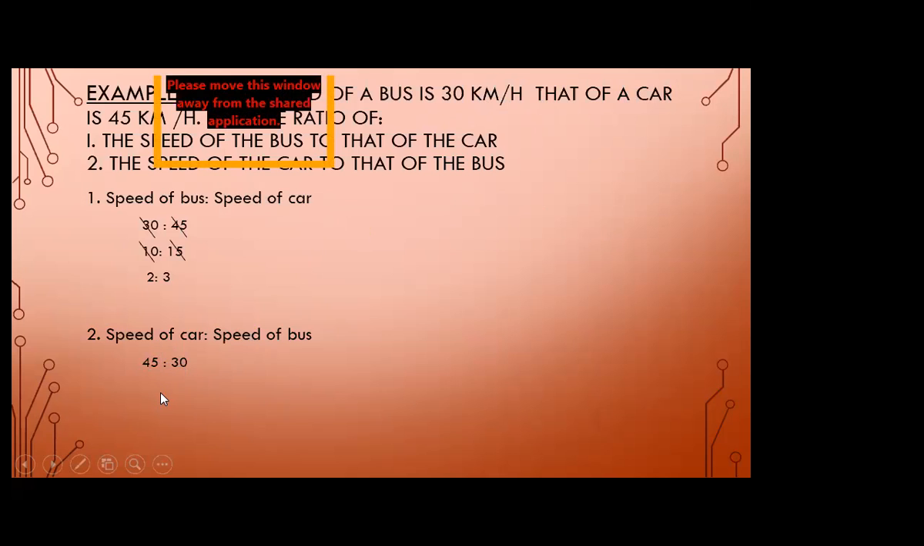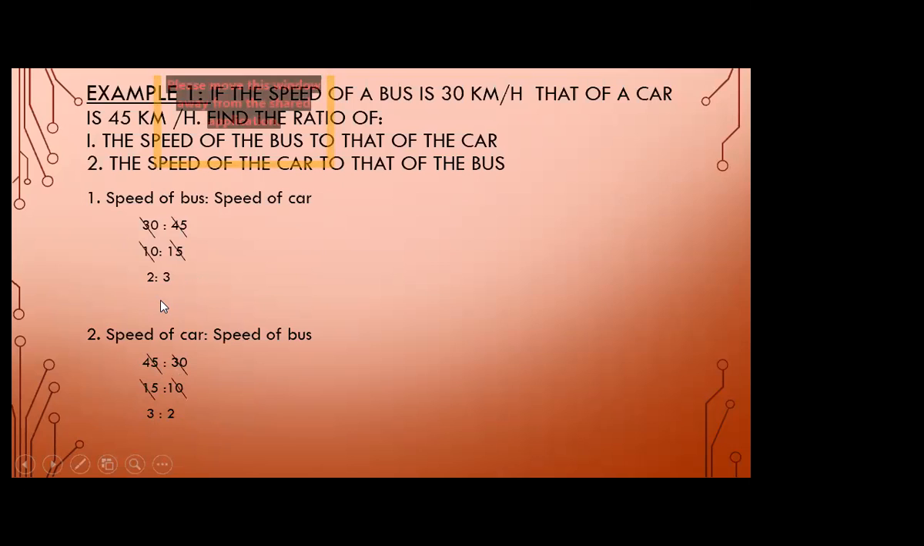Now from the table of 3, 3 tens are 30 and 3 15s are 45. Now from the table of 5, 5 twos are 10 and 5 threes are 15. Okay, so we get here the answer 3 ratio 2.